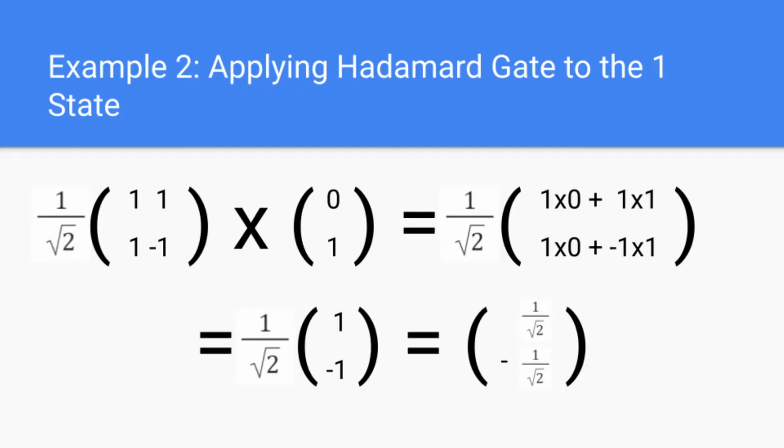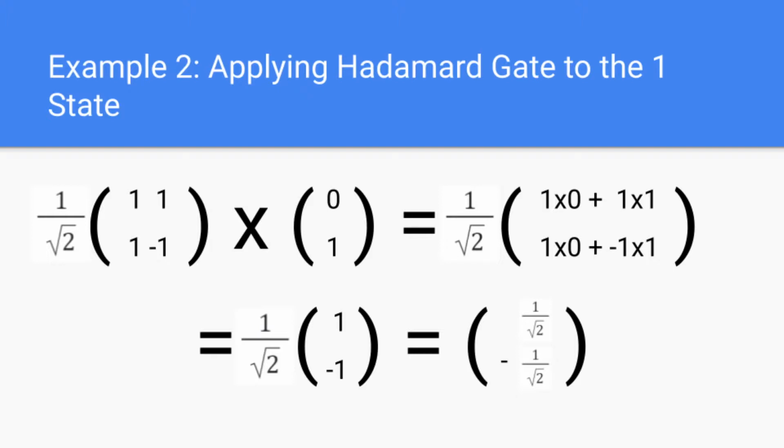Now in example 2, let's take a look at what happens when we apply the Hadamard gate to a single qubit in the 1 state. So as in the previous example, we first have the Hadamard gate matrix representation of 1 over root 2 as a scalar times the matrix representing the Hadamard gate. Now this is multiplied by the matrix representation of the 1 state, which, as a reminder, is 0 on top and 1 on the bottom.